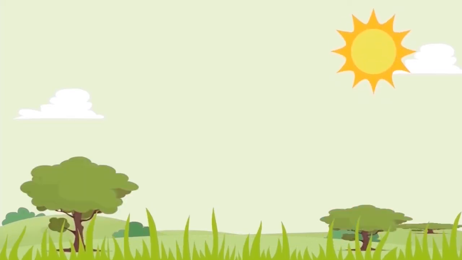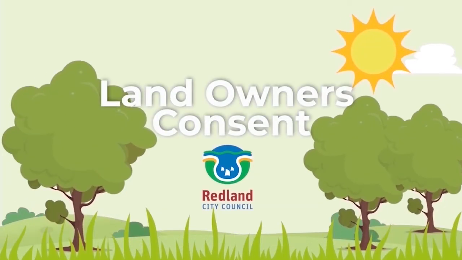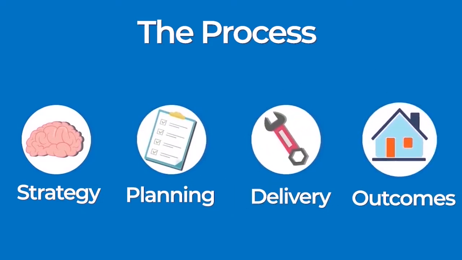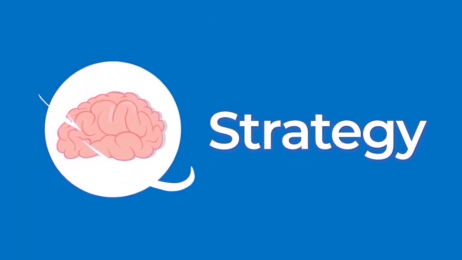Here on Redlands Coast, to complete any work on council-owned land, occupiers must seek landowner's consent. The landowner's consent has four main sections of process: strategy, planning, delivery, and outcomes. The strategy stage is where your organisation will work with council on strategies to obtain your goal.